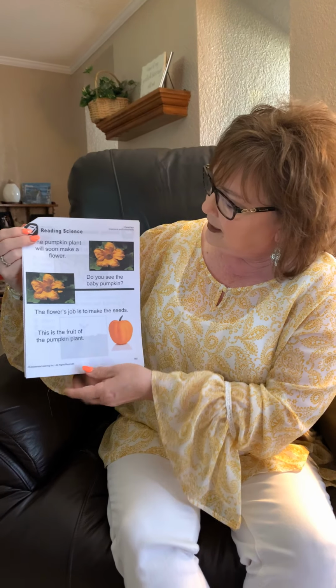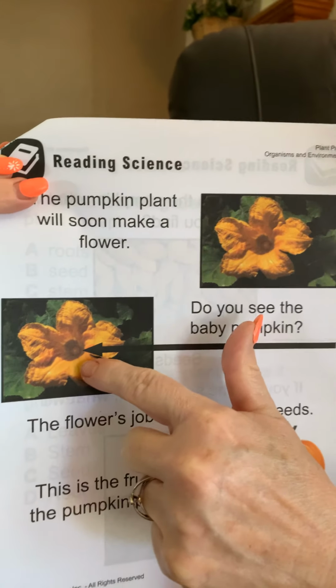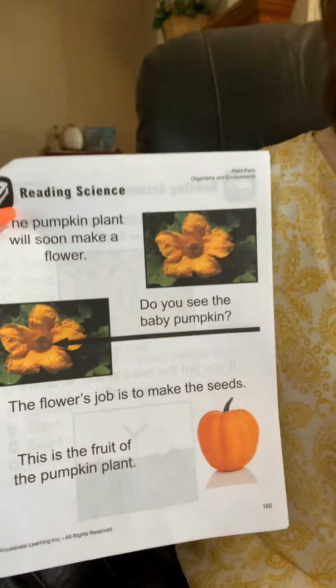The pumpkin plant will soon make a flower. You're fixing to see a baby pumpkin. The flower's job is to make the seeds. This is the fruit of a pumpkin plant. Here's our blossom, or our flower. And inside you can see a teeny-tiny little pumpkin. So when you see a pumpkin plant out in a pumpkin patch and you see these flowers, that means everywhere you see one, you're going to find a pumpkin eventually.